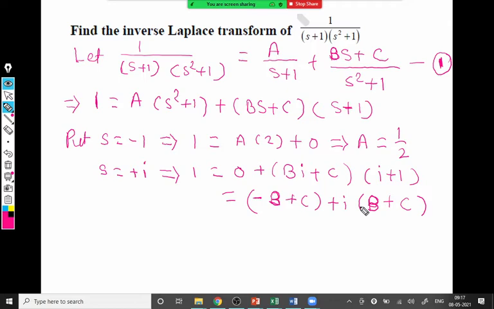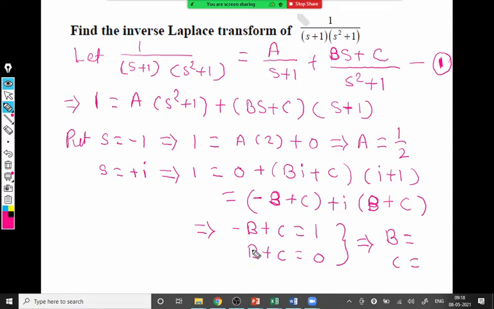Sir, minus b plus c equal to 1. Yes, okay. And b plus c equal to 0. Correct. So equating real and imaginary parts, minus b plus c is 1 and b plus c is 0. Now these two equations together give us the values of b and c. So can you tell me what the values of b and c should be?